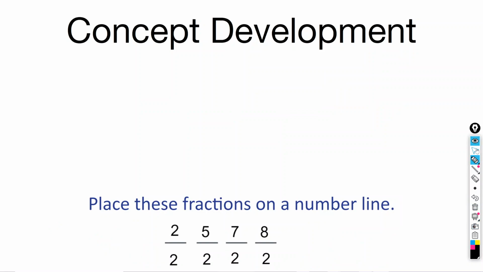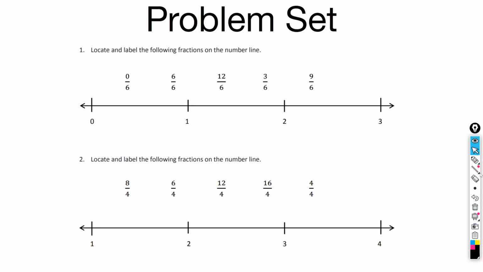Now you can go ahead and get out your problem set, and we have a few that we're going to do all together. So it says, this is page, I want to say 73. Yes, page 73. On page 73, make sure you have your name. While you're writing your name, I'm going to read number 1. Locate and label the following fractions on the number line. Okay, so 0, 1, 2, and 3.